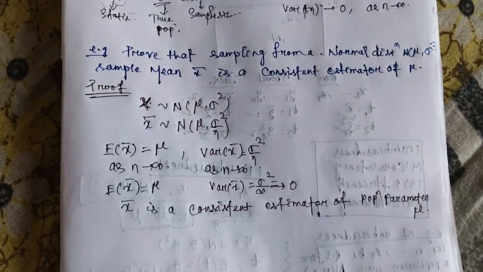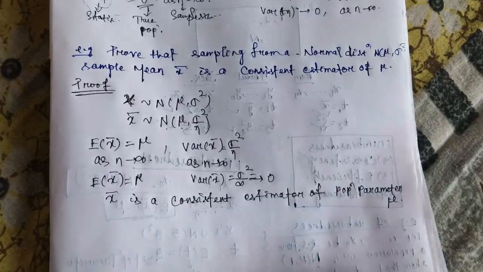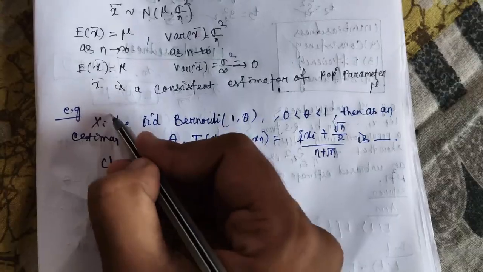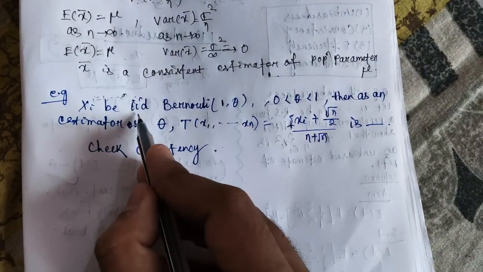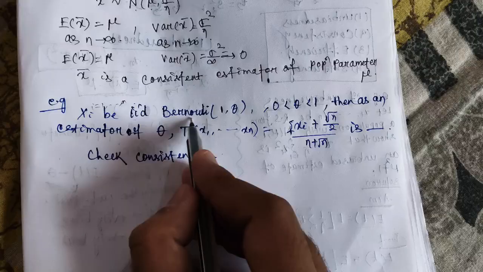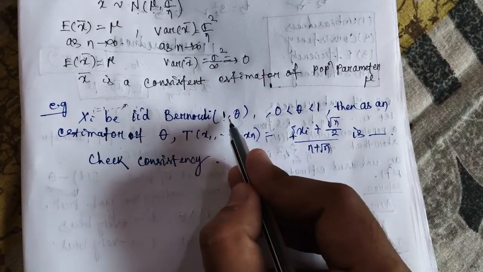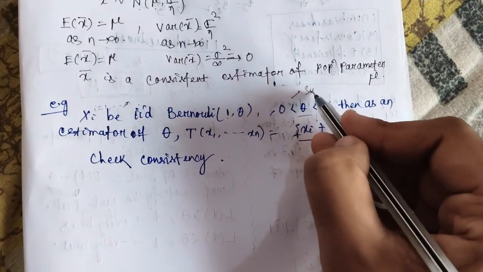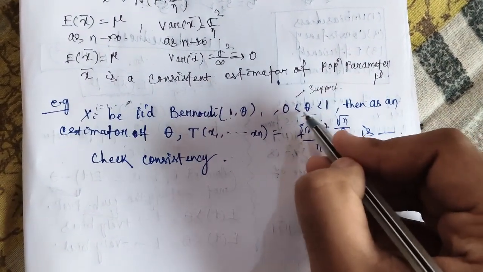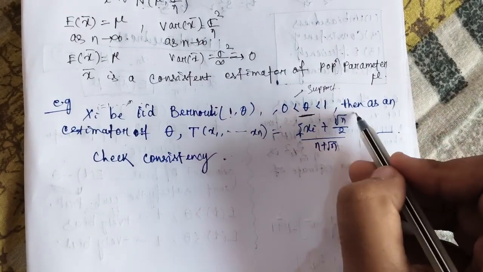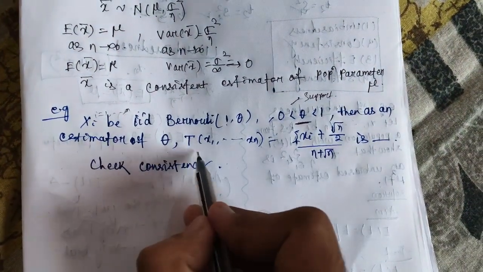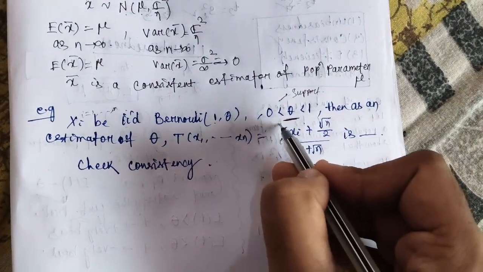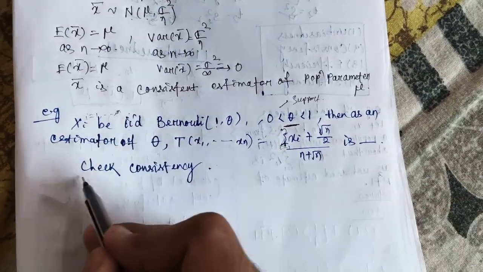So this is a practical example. Now we'll take another example. Here is another example. Xi, with our sample values i equal to 1 to n, is independent and identically distributed Bernoulli from a Bernoulli population with the parameter 1 and theta. This is the support of our distribution. You know the support of any distribution is its length that is given to us. Then, as an estimator of theta, T(x1, x2, ..., xn) equal to this function is given to us, where i equals 1 to n.